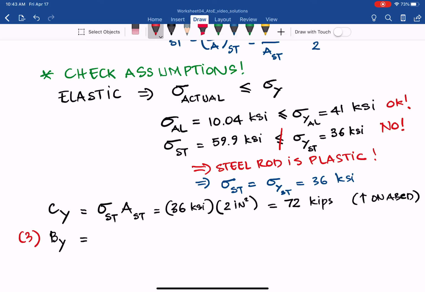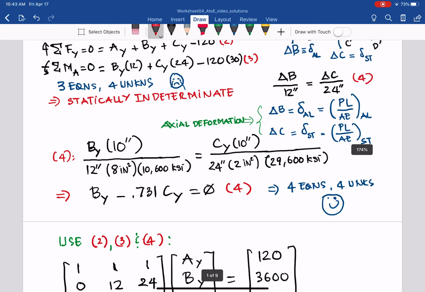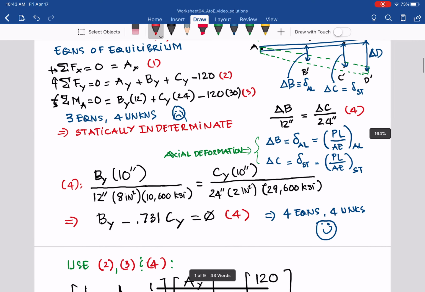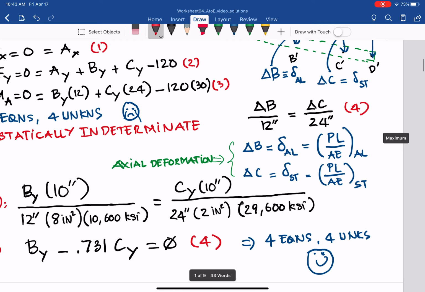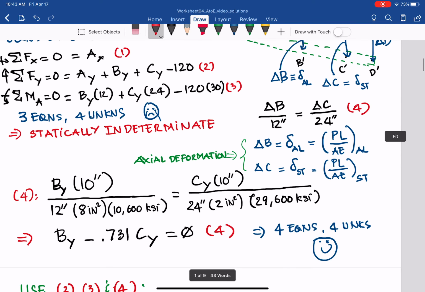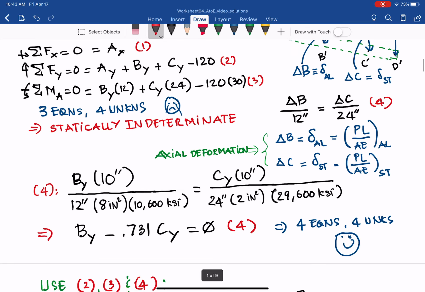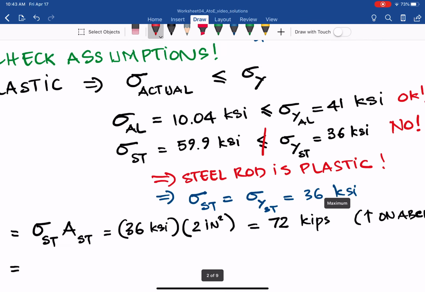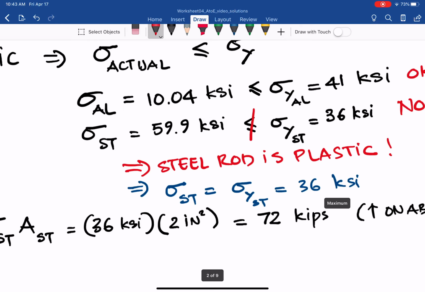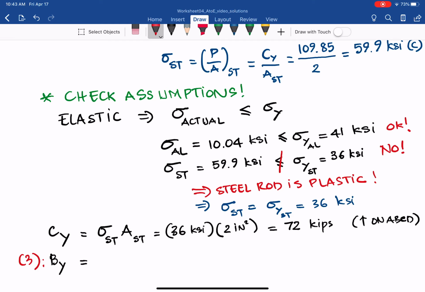3. We cannot use equation 4 anymore, because equation 4, based on our assumption, is using axial deformation, and that has to be in the elastic region. One of the members, which is the steel rod, is in plastic, so equation 4 now becomes invalid. But we have another equation: since we are in plastic, sigma steel is equal to the yielding stress, 36 ksi. So we use that equation instead of equation 4.